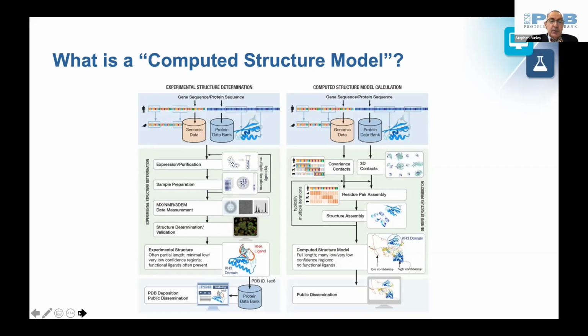These experimental structures, particularly for eukaryotic proteins, are typically only partial in length. They have either very few or no regions of the structure where the confidence is low. And functional ligands are often present. So the example that's shown here is of a KH domain, a fraction of a portion of the NOVA2 RNA binding protein interacting with its RNA target, this RNA hairpin.